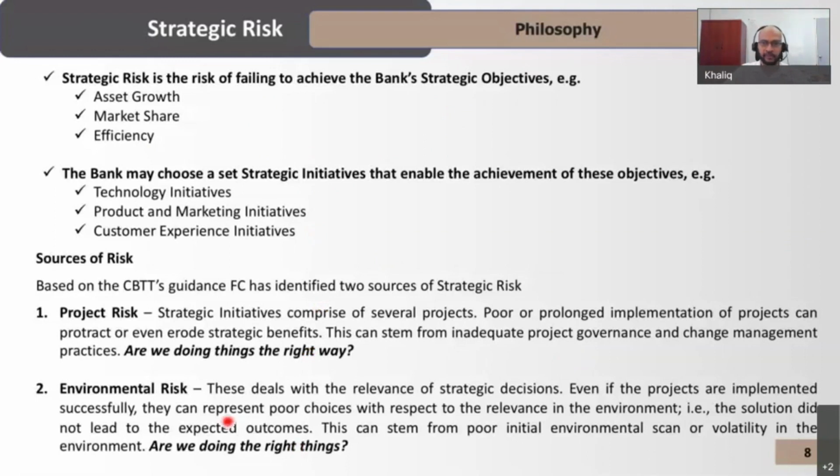Another source of risk is environmental risk. Of course, are we doing the right things? Even if you have the best project management office in the industry, you may be choosing the wrong projects. Your strategic decisions may not be relevant. And even if they're relevant, you may not have accounted for volatility in the environment. Are we doing the right things? So again, it's that dichotomy.